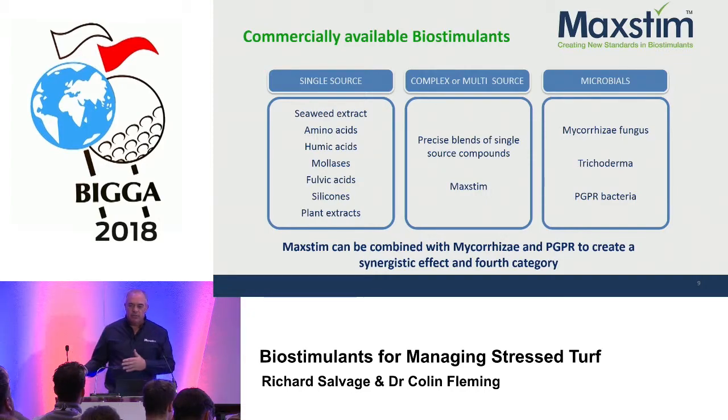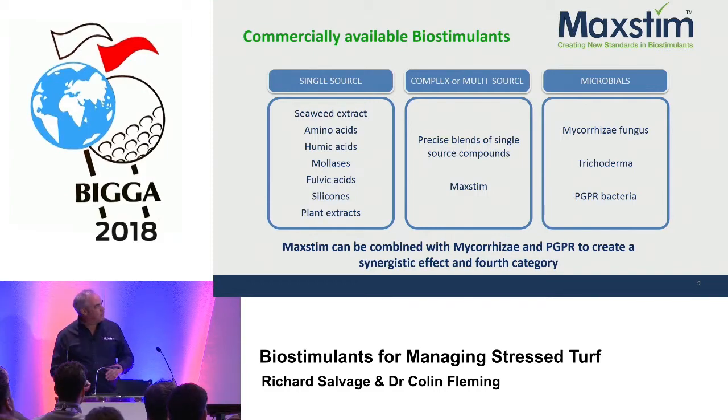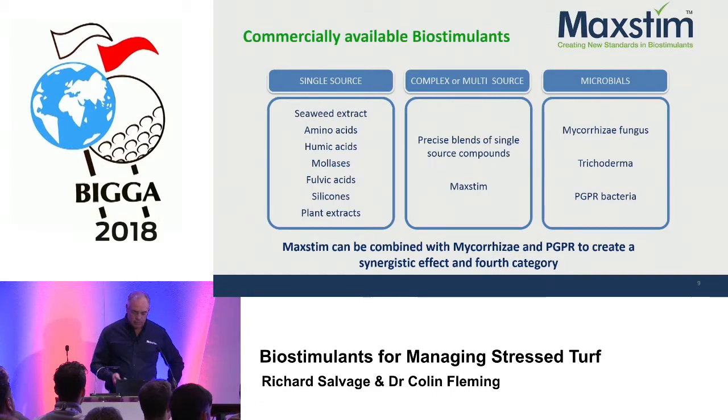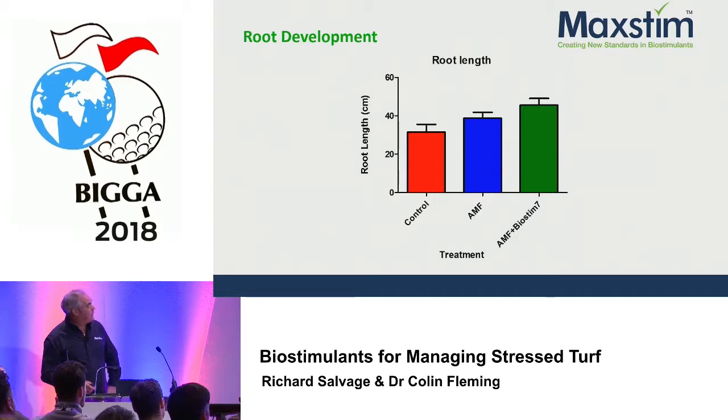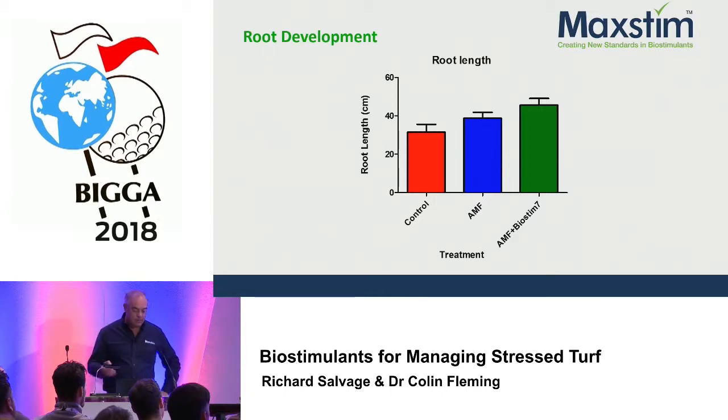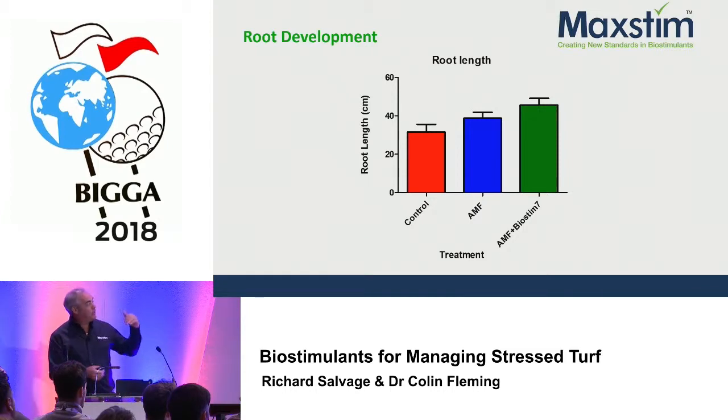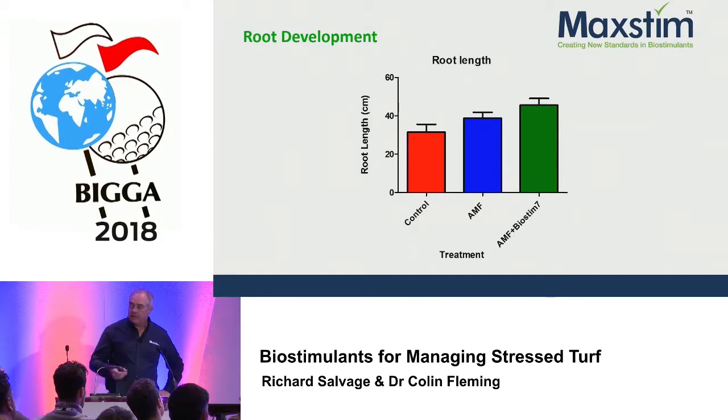And really it sort of leads to a fourth category, even more complex, mixing some of the complex chemistries with the microbials. So I just wanted to give you a taste of what we've seen when we do mix them. What we've got here is an analysis of root mass, starting with the root length. On the left, we've got the control. In the middle is the arbuscular mycorrhizae fungus that we've used. And you can see there's a significant uplift in root length. But when you apply that in conjunction with a Maxtim formulation, we see a synergistic uplift.